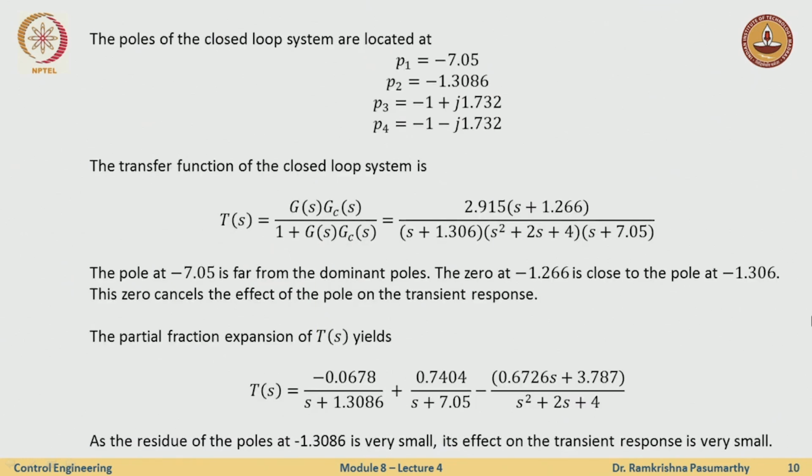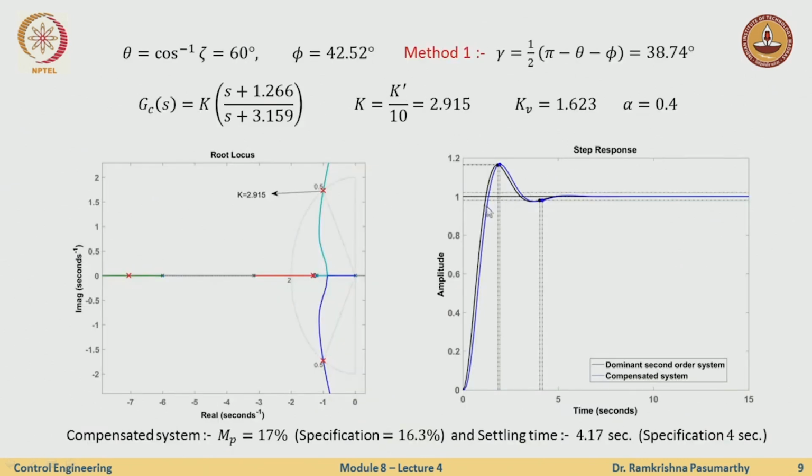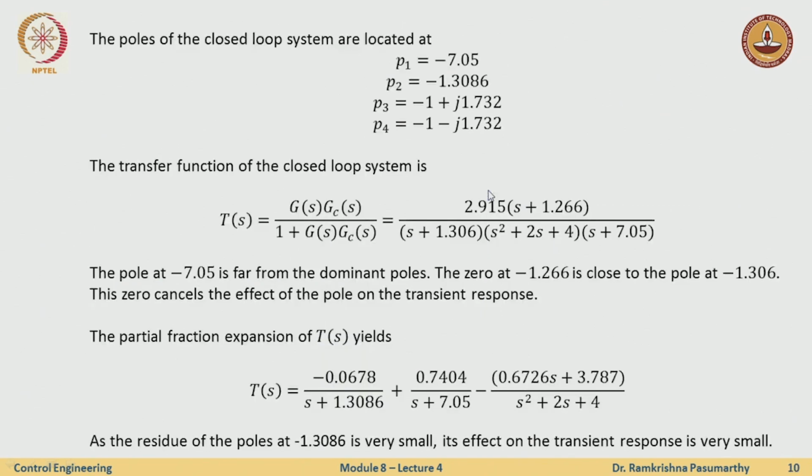Okay. So now just to do a little bit of analysis on the contribution of these extra poles and why the blue and the black line do not match each other. So I have the poles of the closed loop system at -7, -1, and then -1 plus minus square root of 3 j. And then the transfer function of the closed loop system looks like this. So look at the dominance condition. This pole is very far from the dominant poles, and then there is a 0 close by at 1.226, and this is closer to the pole at 1.3.